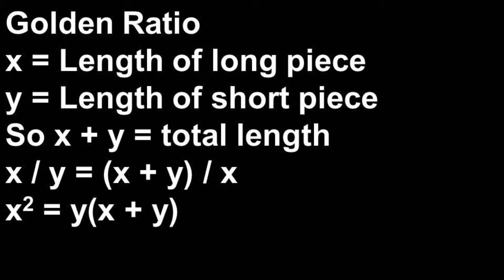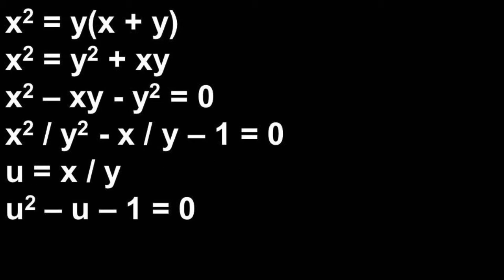The next line down is what you get if you do the cross product from that fraction. So top left times bottom right and top right times bottom left gives me that bottom line on this slide, which is that x squared equals y times the quantity x plus y. That's now the top line here. Now distributing that y, we get x squared equals y squared plus xy. And we can do some rearranging to get all of the variables on one side. So x squared minus xy minus y squared equals 0.